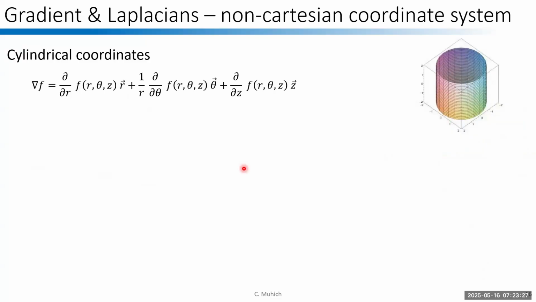This gets a little bit more complicated in cylindrical coordinates. Remember that I can convert any of my functions between Cartesian and non-Cartesian coordinates through those functions that I showed on the first and second slides.